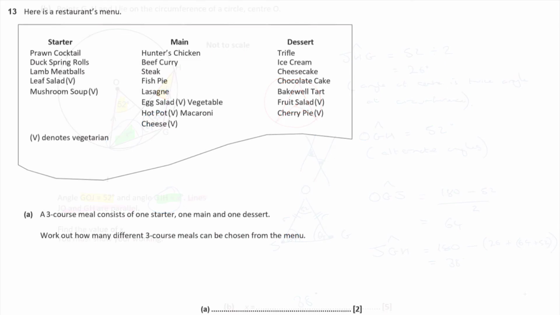Question 13, here's a restaurant's menu. So you've got a bunch of starters, a bunch of mains, a bunch of desserts, some of which are vegetarian.